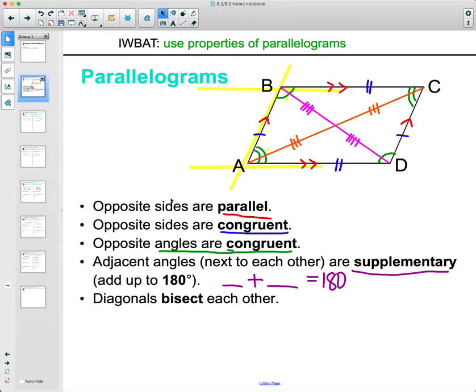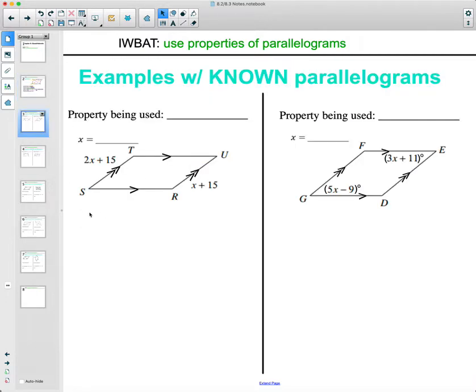One thing I do is think about it as there's properties about sides, properties about angles, and properties about diagonals. So when you're looking at a diagram, I would figure out, does this diagram have sides, angles, or diagonals labeled? In this case, we have the 2x plus 15 on this side, ST, and the x plus 15 on this side. So we actually have sides. So if we go back to our properties, we're looking at sides.